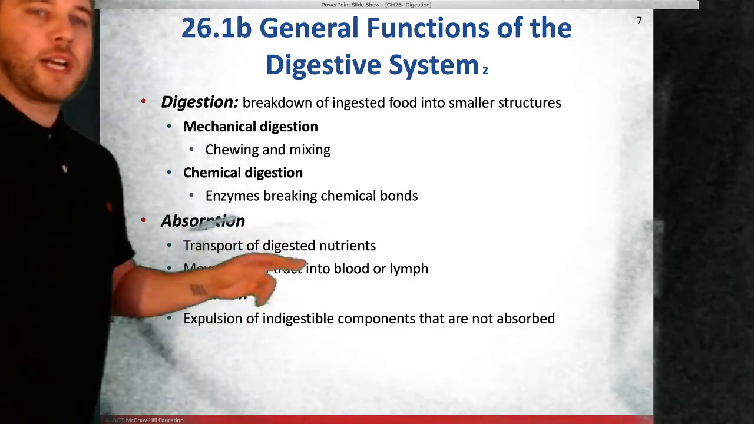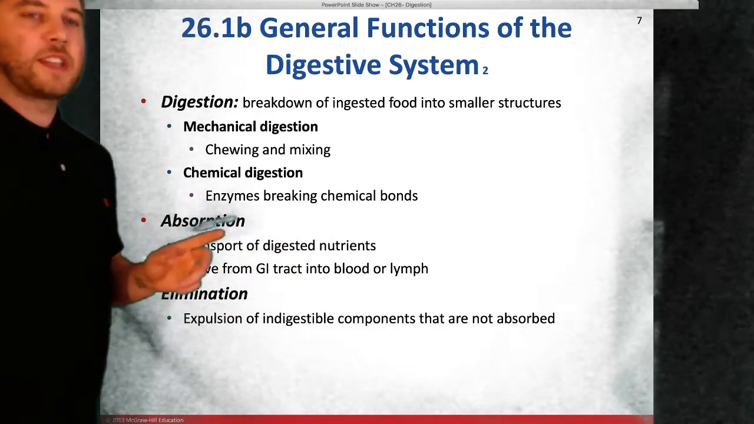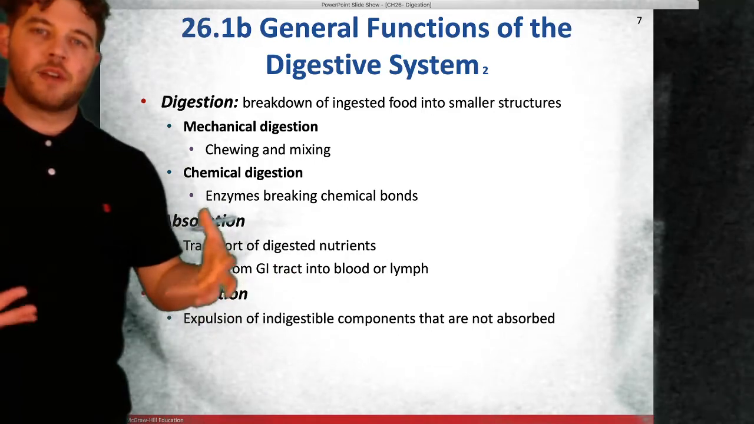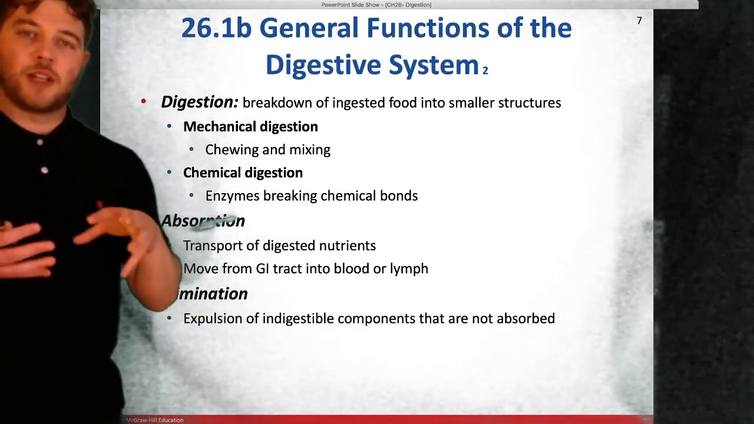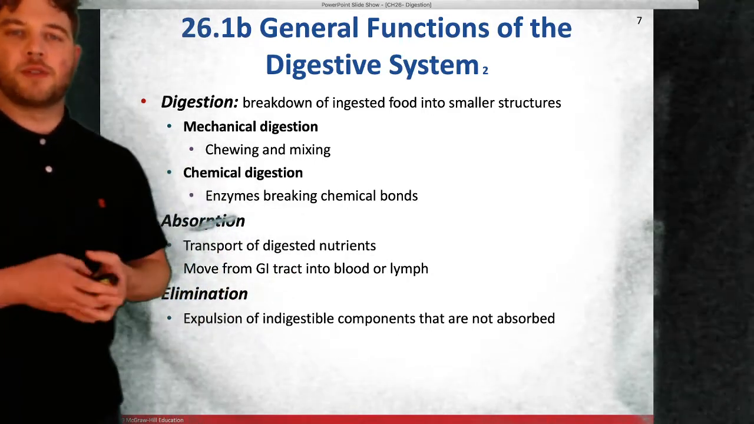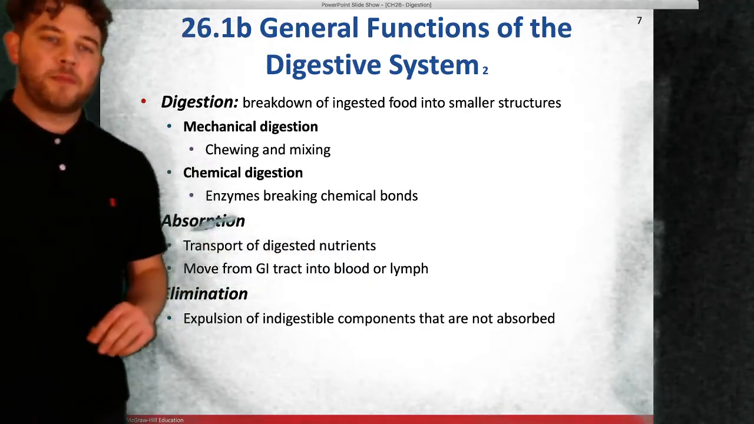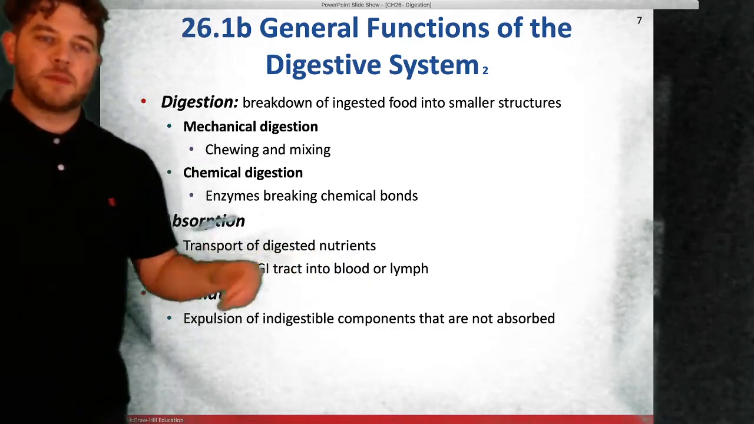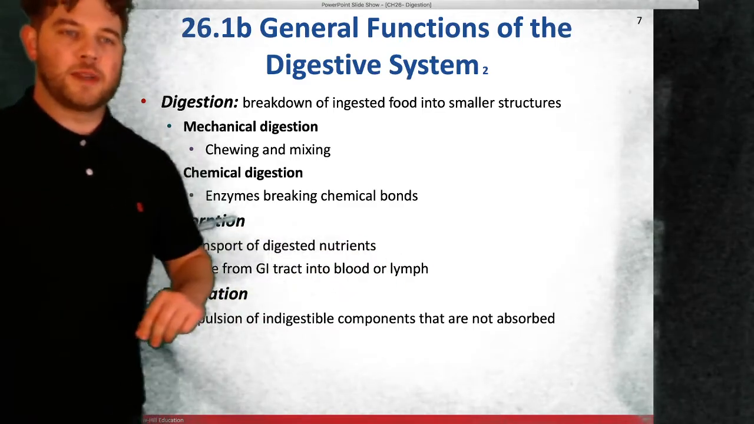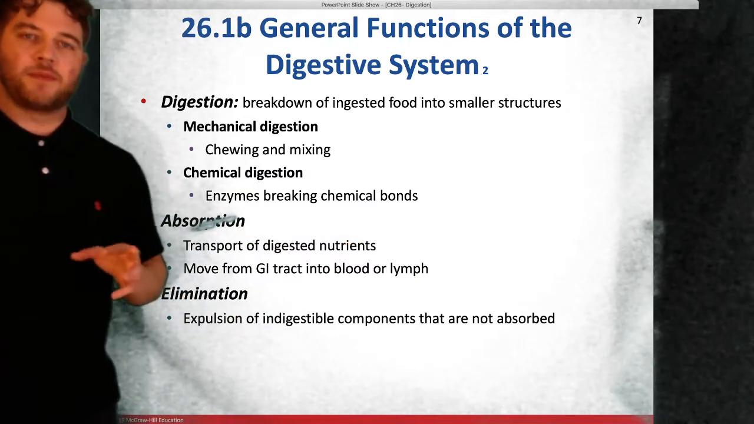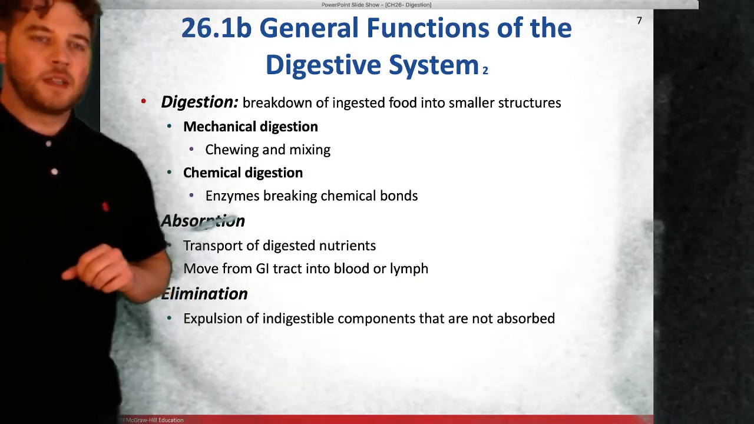Absorption is the transport of digested nutrients. So the fifth function is absorption. Once food has been broken down into those constituent elements and molecules, being able to absorb those into the body, moving from the GI tract into blood or lymph. If it is a water-soluble item, then it can be moved into blood. If it is fat-soluble, then lymph will absorb it through lacteals. Those are the lymph vessels in the small intestine.